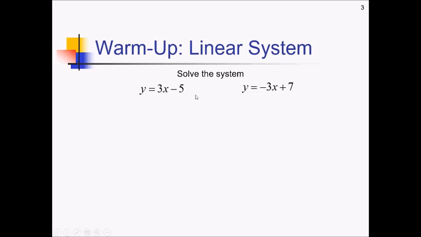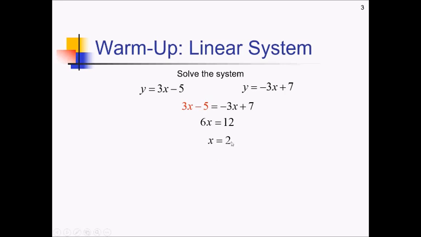So basically we're using the substitution method here, plugging in 3x minus 5 for this y right here. And now that we have only one variable in the equation, we can solve for x. So let me add 3x over to the left side to get 6x. And then let me add this 5 over to the right side to get 12. Dividing by 6, we get x equals 2.